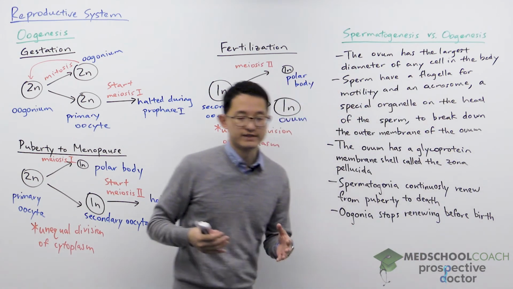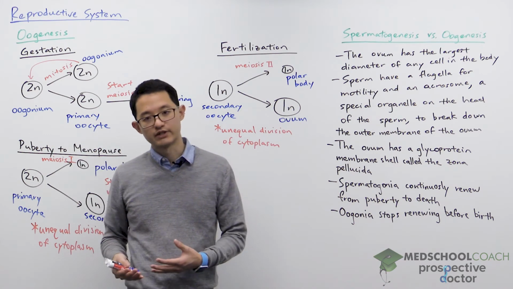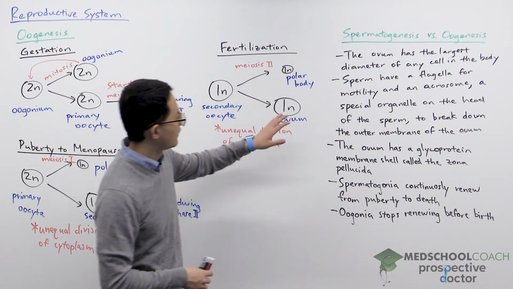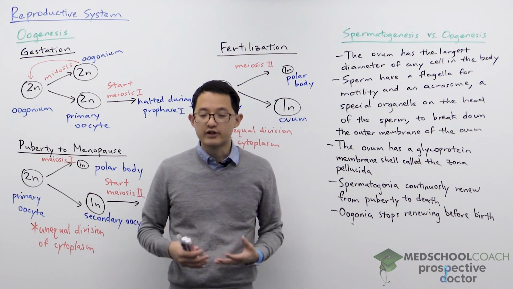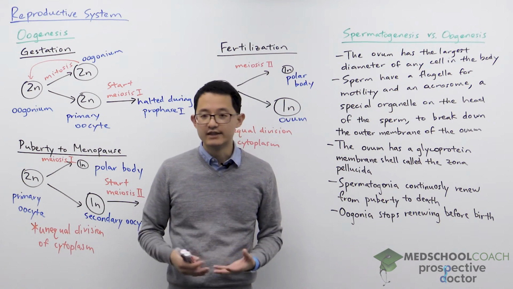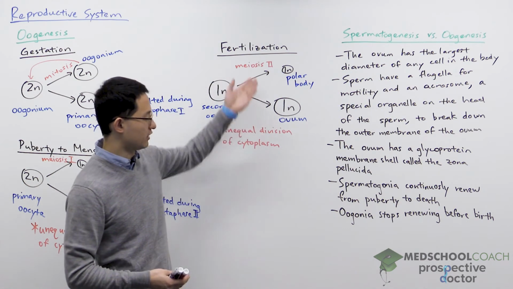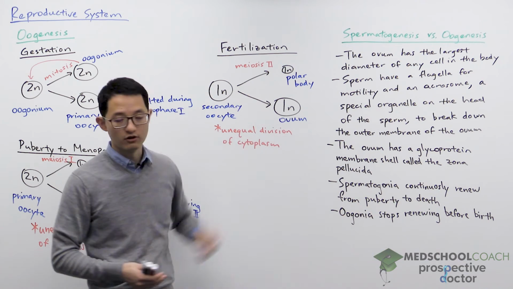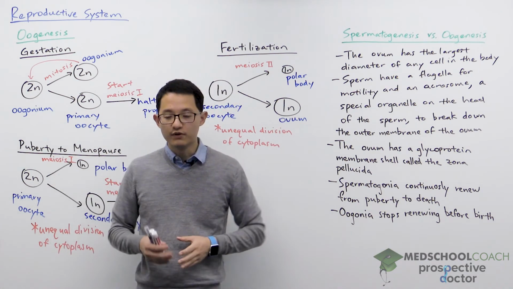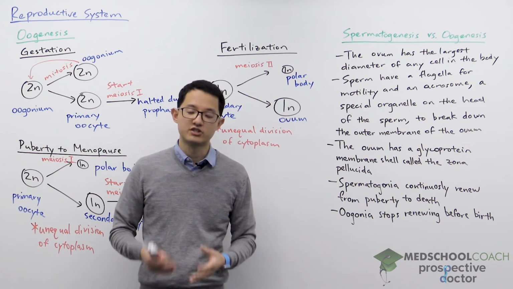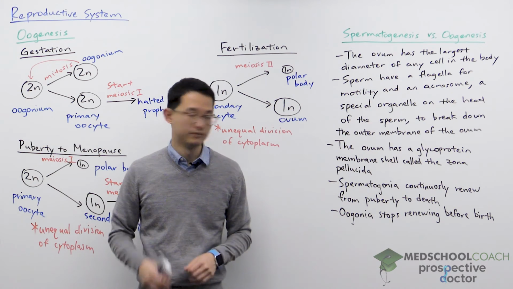So the last thing I want to discuss is some of the differences between spermatogenesis and oogenesis. First of all, the ovum is the largest diameter cell in the human body. Part of that comes from the unequal cytoplasmic division, which means the ovum ultimately gets most of the cytoplasm, but overall, the ovum really is a very large cell. It is significantly larger than the sperm cell.